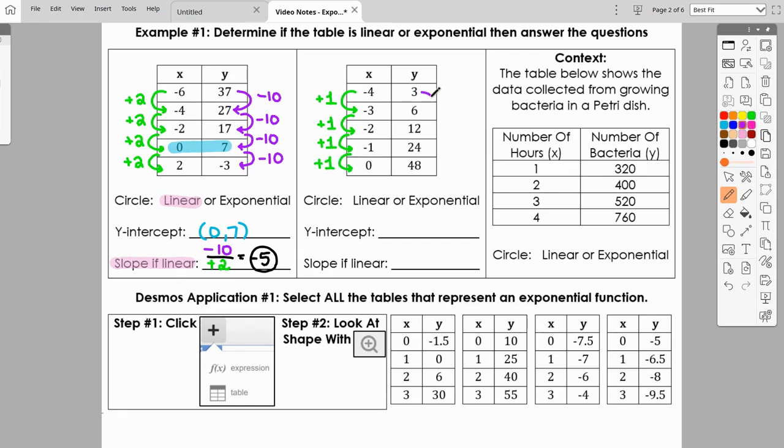To get from 3 to 6, I will be adding 3. To get from 6 to 12, I will be adding 6. So right away, not the same number. We add 12 to get from 12 to 24. And we add 24 to get from 24 to the next y value of 48. So right away, I'm going to go ahead and state that this one is exponential here.